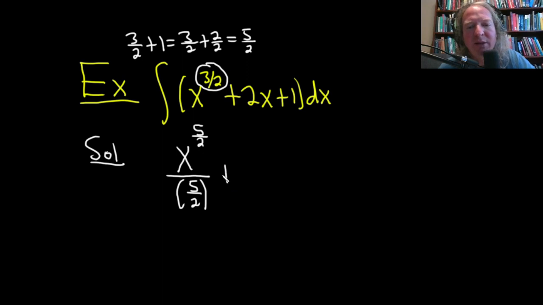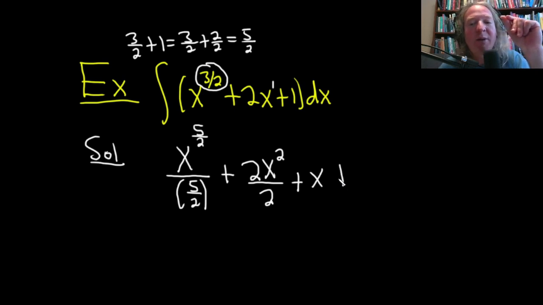Okay, plus, same thing here, we have a number. Remember, when you have a number in front of an x, it just hangs out, so 2. Then we have x, the exponent here is 1, so 1 plus 1 is 2, and again, we divide by the 2. Again, the power rule, right? You add 1 and divide, add 1 and divide. So we added 1 to 3/2, we got 5/2, we divided by 5/2. Added 1 to the 1, we got 2, we divided by 2. Whenever you have a number by itself, remember, just tack on the x. So 1 times x is just x.